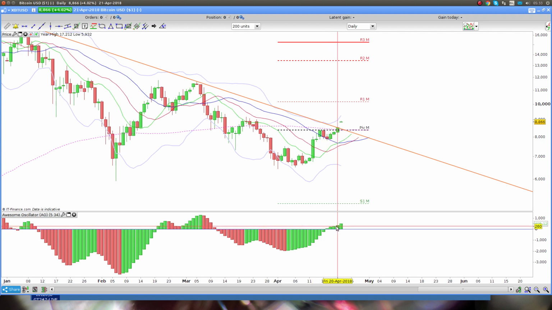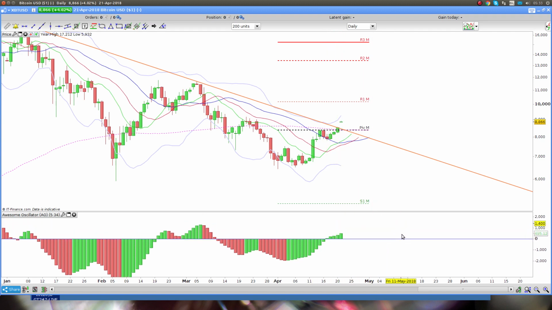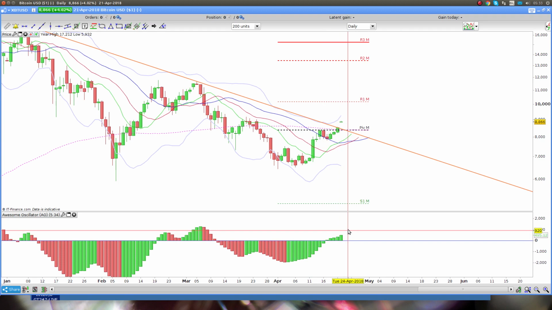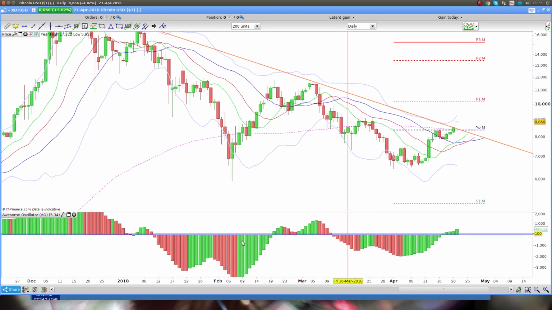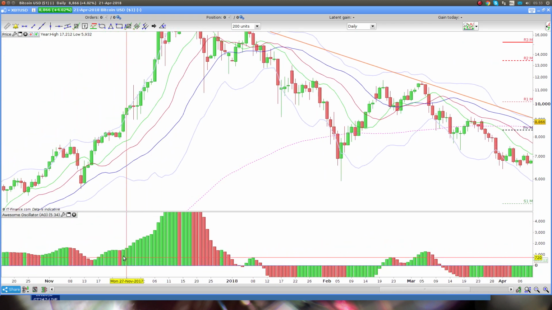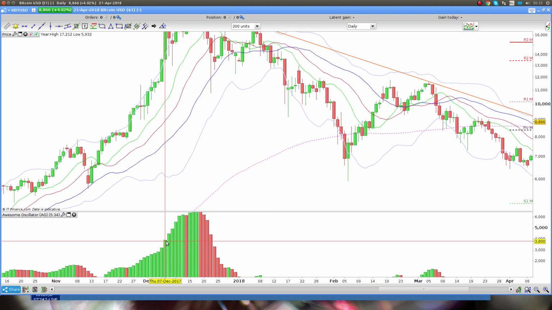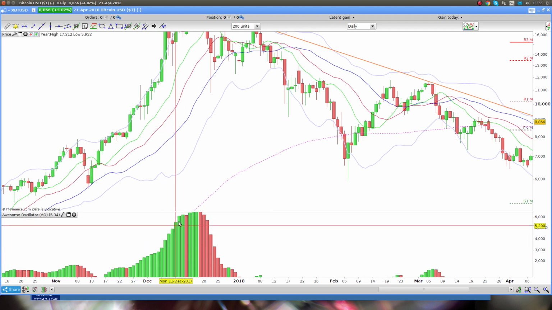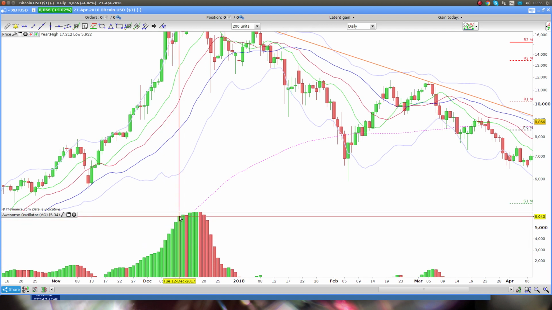Okay, so what we would expect to happen now with the awesome oscillator is for us to continue climbing nice and steady, kind of like this, nice and steady until we start peaking where we have a warning that it's going to turn.